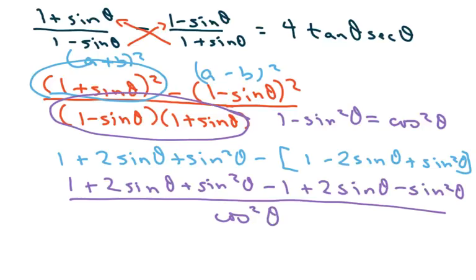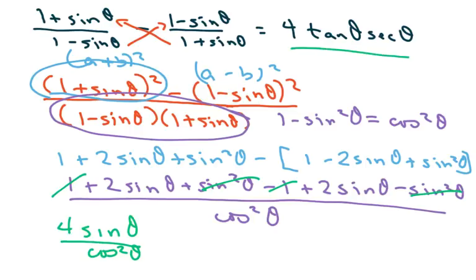Now let's clean this up. The numerator, the 1's cancel, the sine squares cancel, and we get 4 sine of theta over cosine squared of theta, which still doesn't look like that.